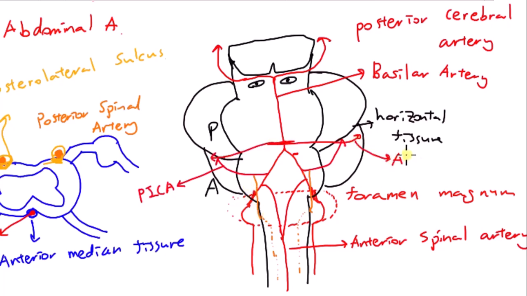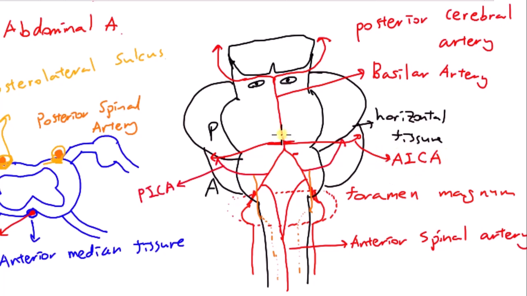Anterior Inferior Cerebellar Artery. So obviously, as the name signifies, AICA, anterior inferior cerebellar artery, supplies more anterior part, as opposed to PICA, posterior inferior cerebellar artery. So this should be longer, as you can imagine, than this, a bit shorter.